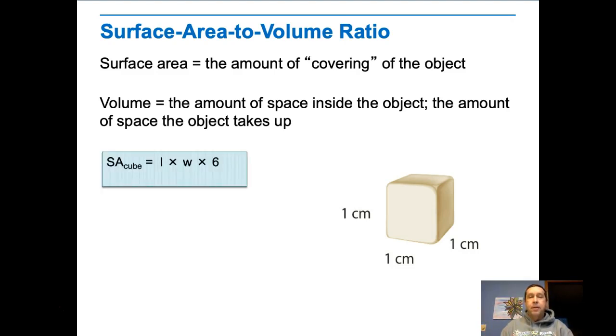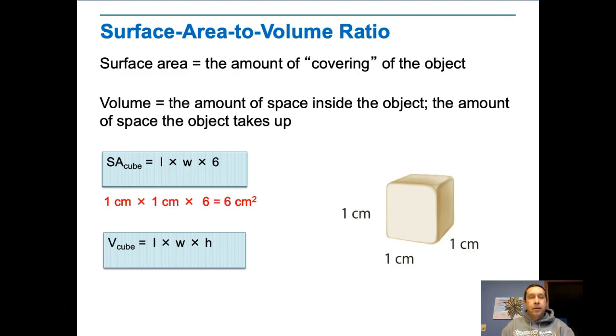So to determine the surface area of a cube, you take the length times the width and you multiply that by 6 because there's 6 faces to a cube. The volume of a cube is length times width times height. So if you have a 1 by 1 by 1 centimeter cube, the surface area is going to be 6 square centimeters. The volume is 1 cubic centimeter. So the surface area to volume ratio would be 6 to 1 in this case.